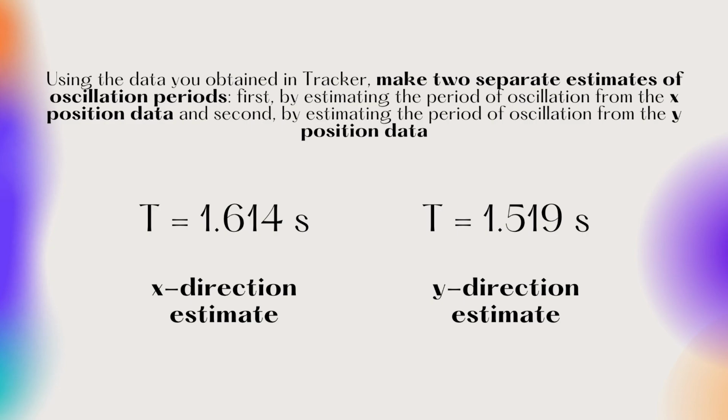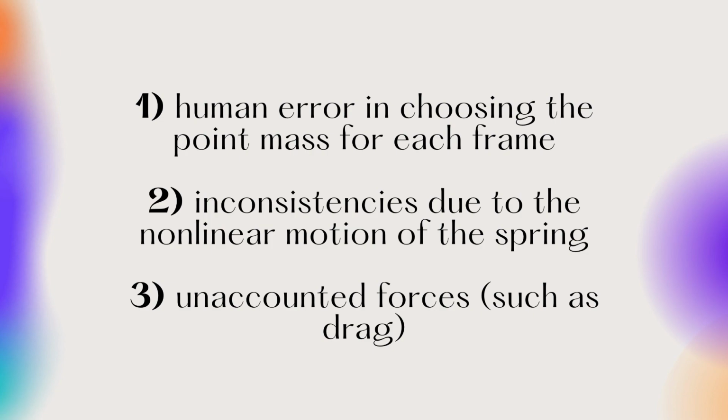These values are extremely close but different yet. These discrepancies, like I mentioned before, could have resulted from error in choosing the center of mass for each frame in Tracker, the nonlinear path of the spring, and the unaccounted forces.